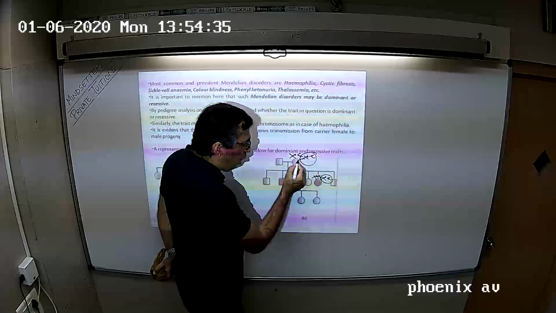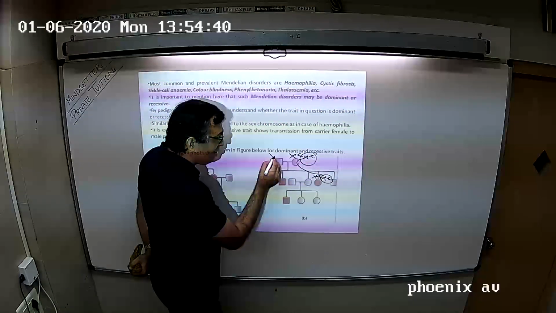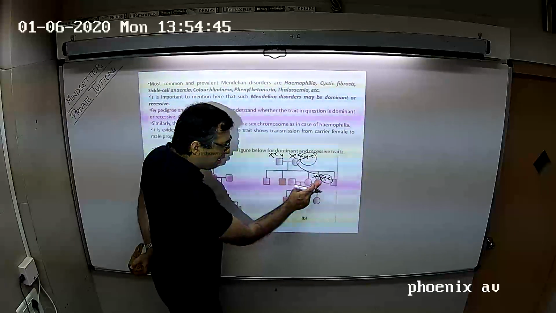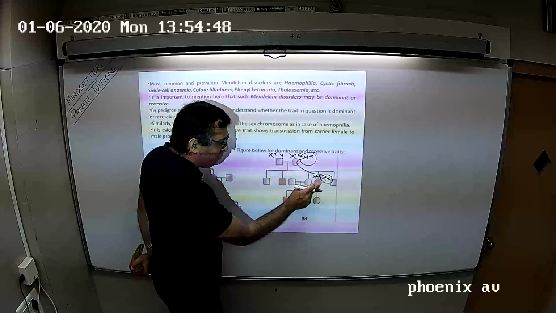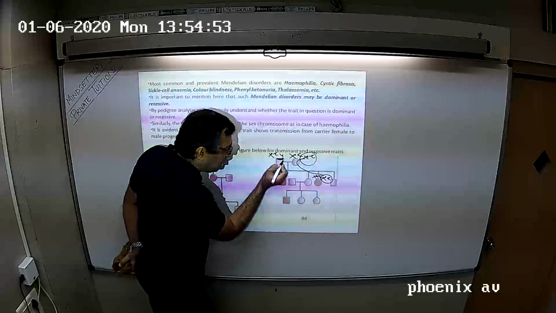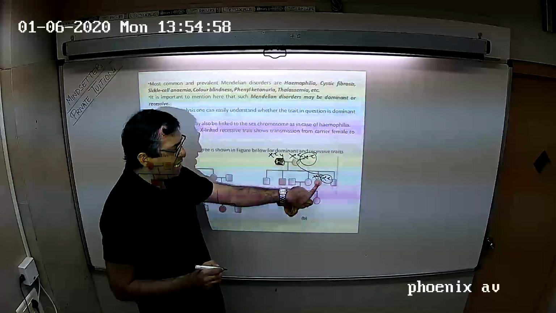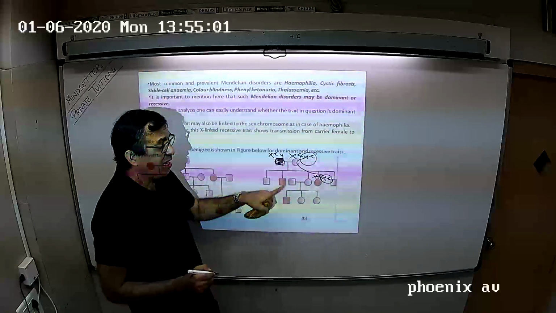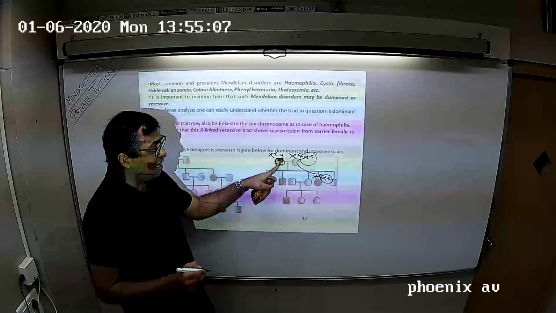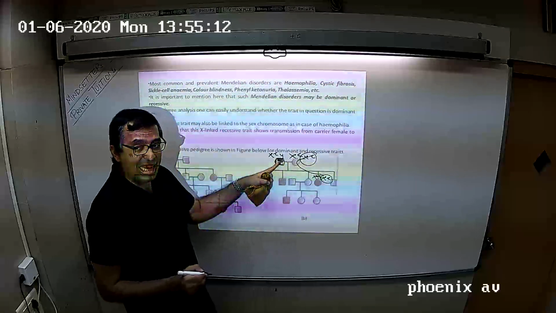One X small c would have gone from the mother into the daughter, but the other X small c should have come from the father. So the father should have been X small c Y. That means the father should have been infected. If the daughter is infected, then the father has to be infected.